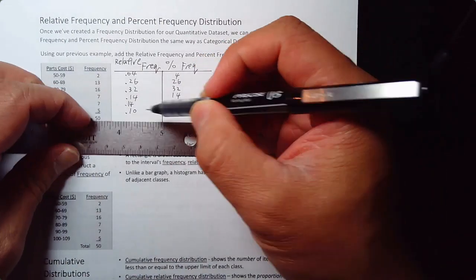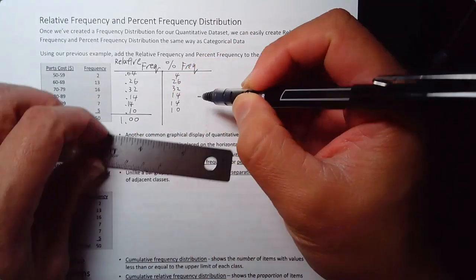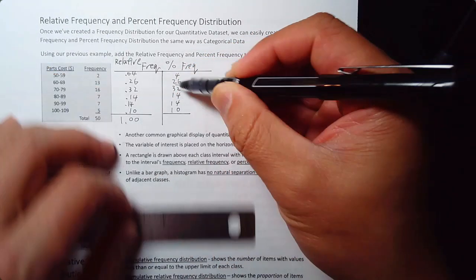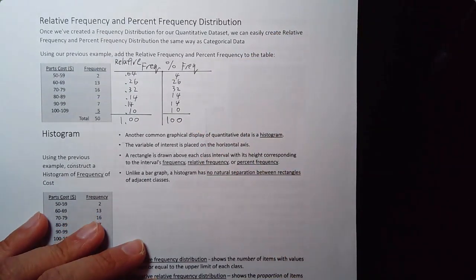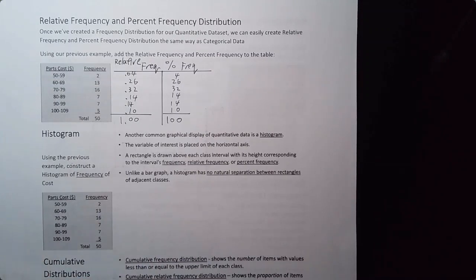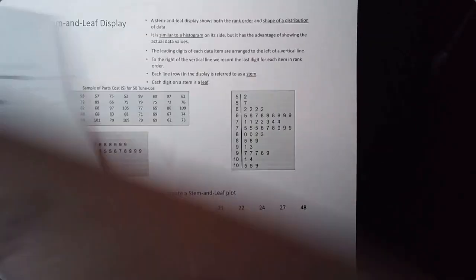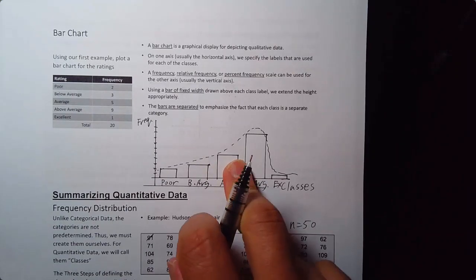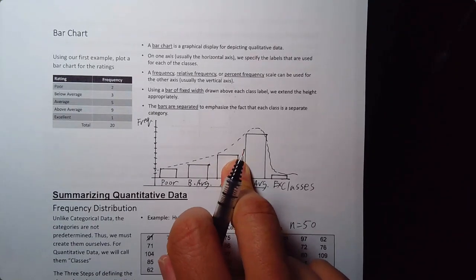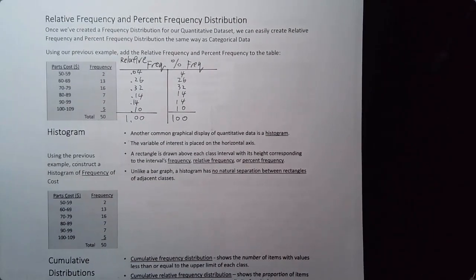Okay, and then always remember to double check your work. If you add this together, you should get 1 if you did it correctly, and if you did this correctly, when you add up the percentages, you should get 100, for 100%. All right, now with categorical data, we did a bar chart, a bar graph, and it's simply a graphical representation of the frequency distribution.